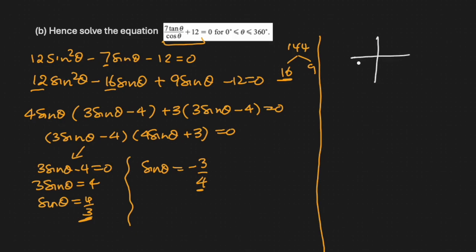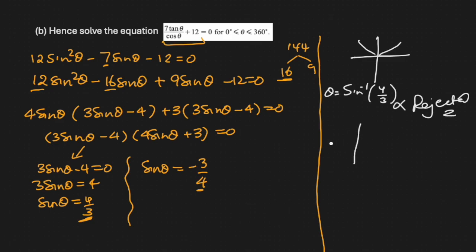If we have 4 quadrants, sine is positive in this quadrant and this quadrant. So these are 2 quadrants where we will see now theta is sine inverse 4 over 3. But unfortunately sine cannot be more than 1, so this one is rejected. That means we'll have to go with this one.